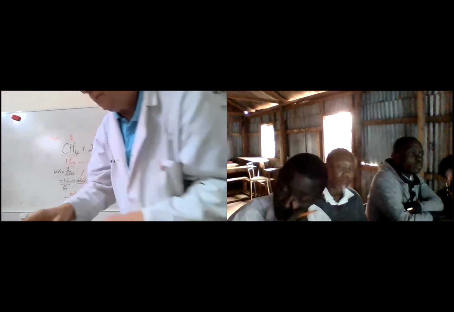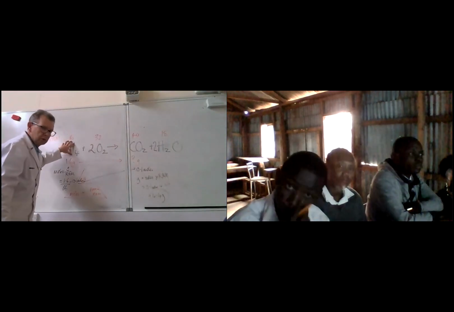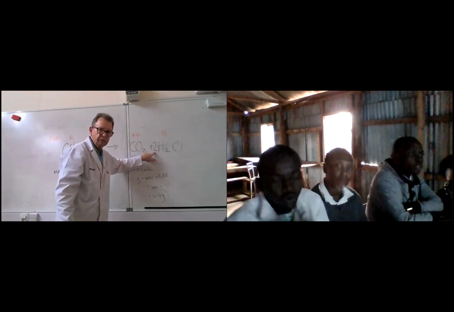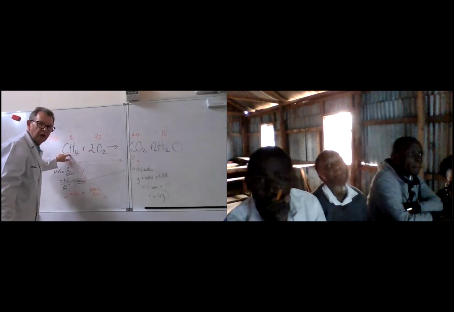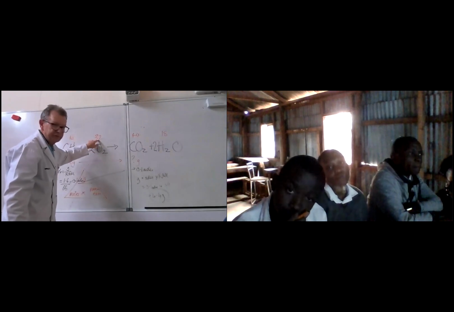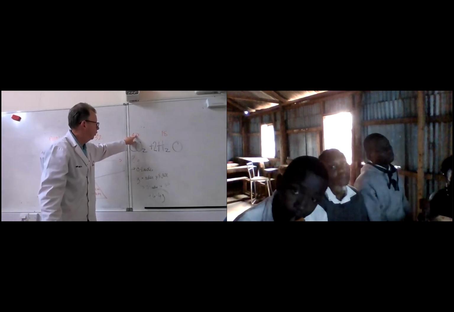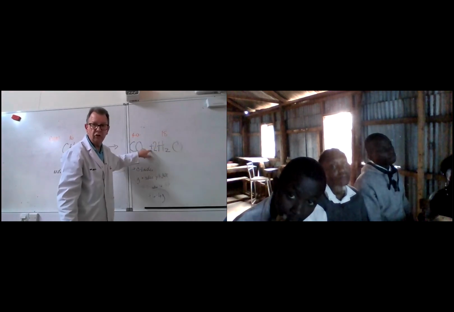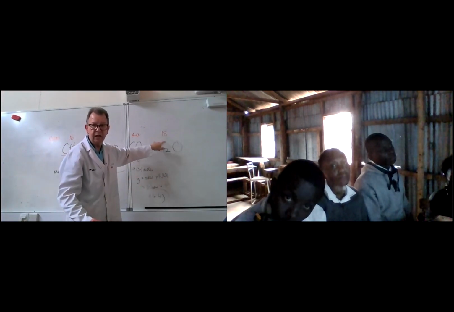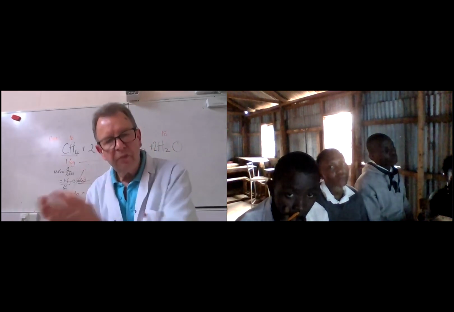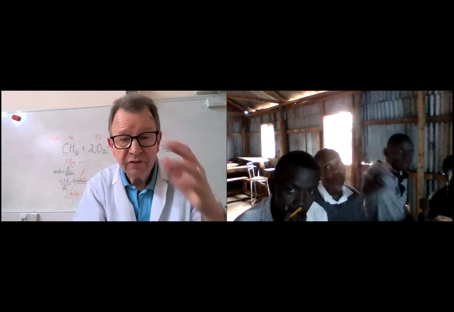So 1 mole, 2 moles, 1 mole, 2 moles. But 1 mole of this weighs 16, 1 mole of this weighs 32, so 2 would weigh 64. 1 weighs 44, 1 weighs 18, so 2 would weigh 2 18s, 36, okay? So that's what we're trying to do. What we are trying to do with this triangle is to link something that we can weigh with the number of moles. Does that help a bit? I hope that helps a little.